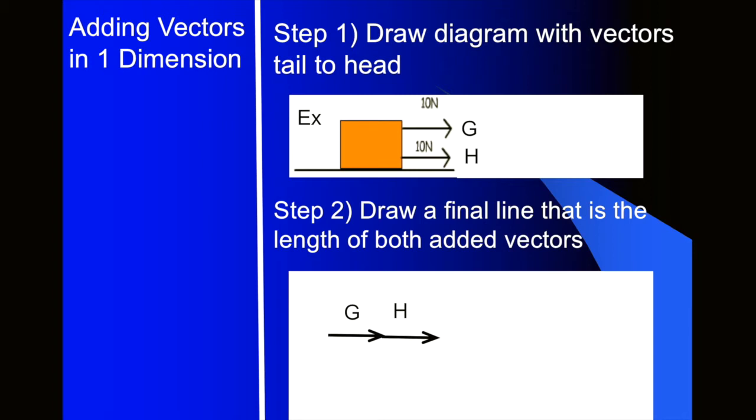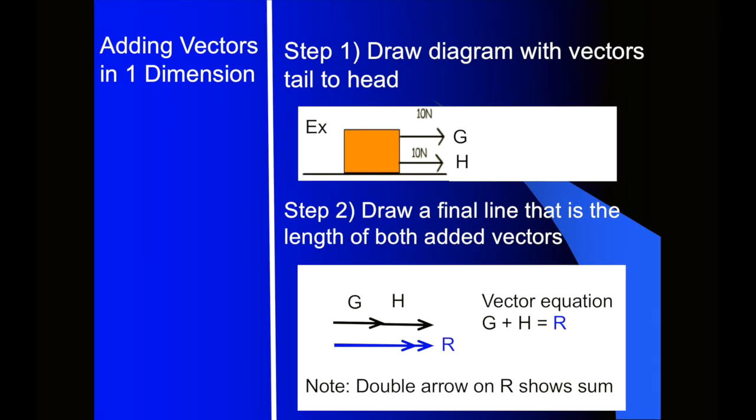And what we know is that when you add G and H, you would get the resultant. And in this case, because the arrows are both moving in the same direction, you would add them. Your resultant would then look like this. And there are 2 arrows on the resultant, which just shows that you understand that this was the sum of 2 vectors that were being resolved.